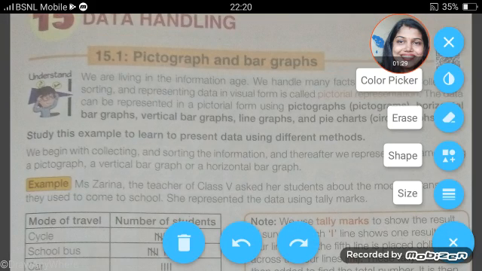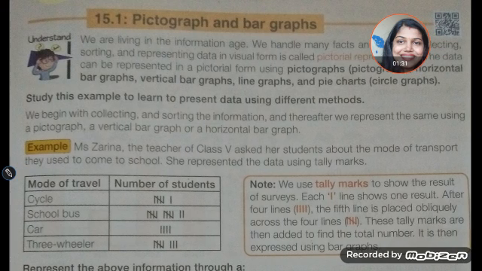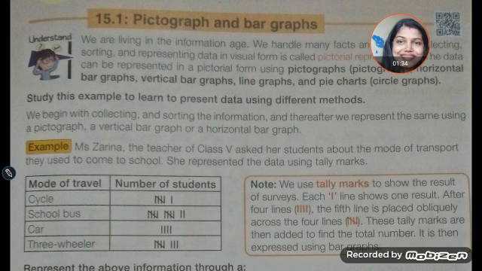If you can just see, children, here we begin with collecting and sorting the information, and thereafter we represent the same using a pictograph, a vertical bar graph or a horizontal bar graph. So I'll take one example here. Miss Zarina, the teacher of class 5th, asked her students about the mode of transport they used to come to school. She represented the data using tally marks. Here I would also like to ask you how you used to come to school. You may also imagine what data she has got from her class.